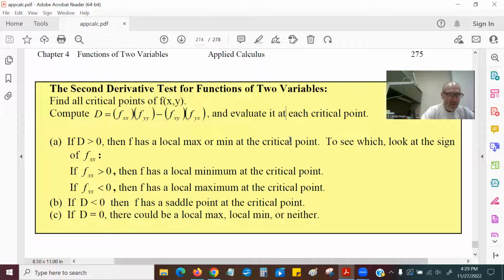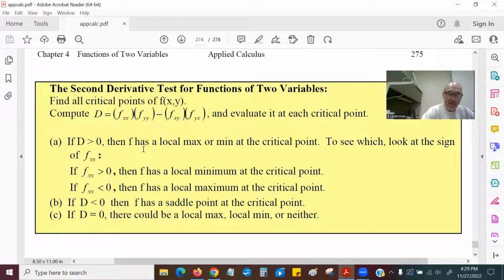If D is a positive number, which one is it? Is it a max or a min? Well, if in addition to D being positive, fxx is also positive, then we have a local min. If in addition to D being positive, fxx is negative, then f has a local max at that critical point.